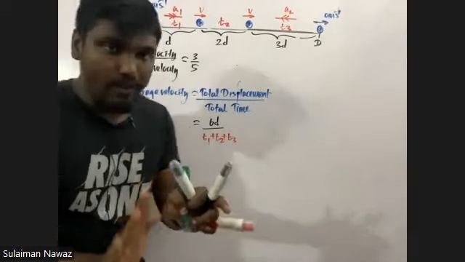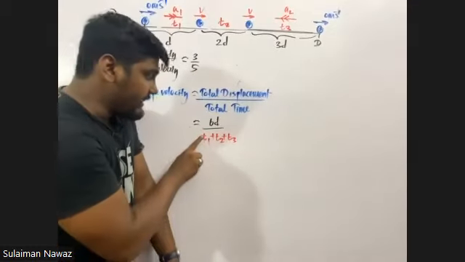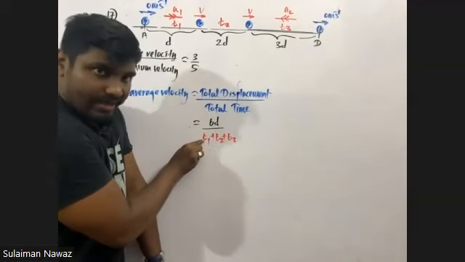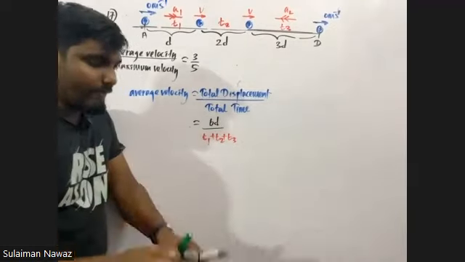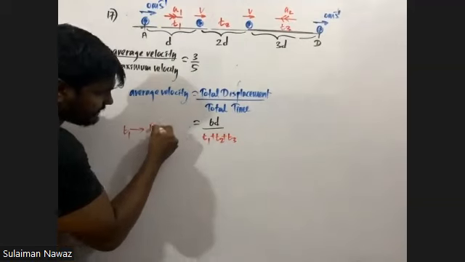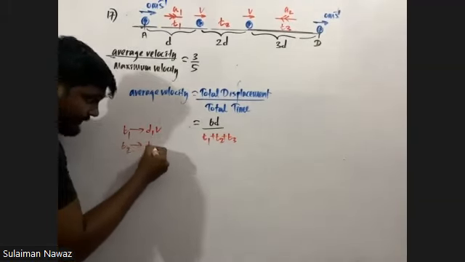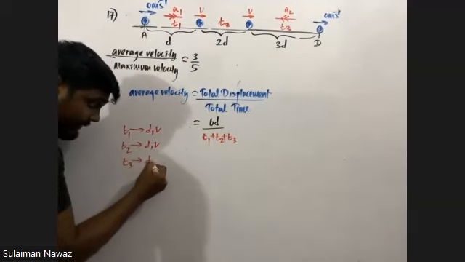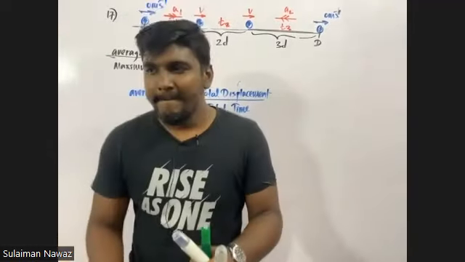Now what you want to do is try to find T1. My advice: very carefully listen. Try to find T1 in terms of D and V. Try to find T2 in terms of D and V. Try to find T3 in terms of D and V. Then you will get the answer.